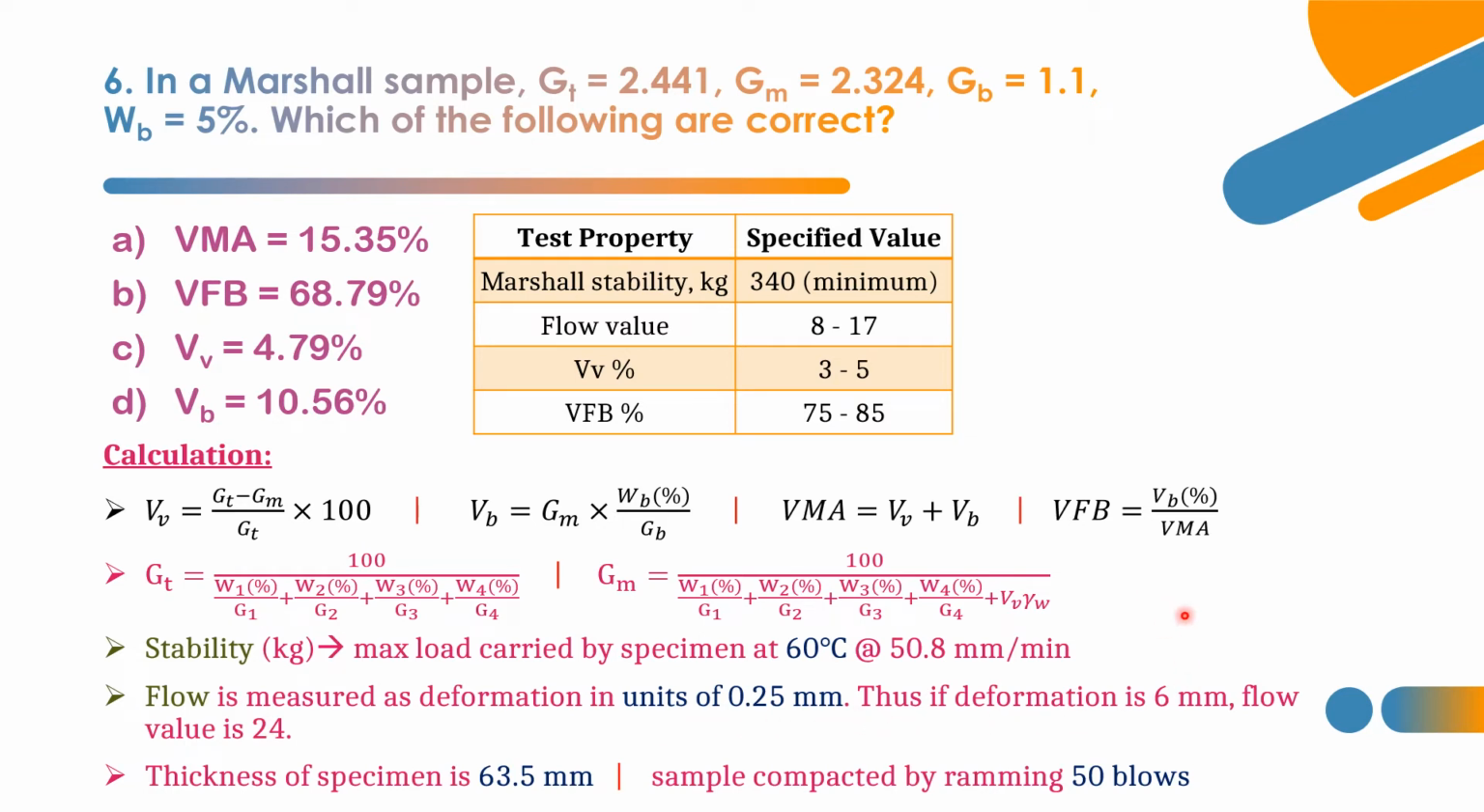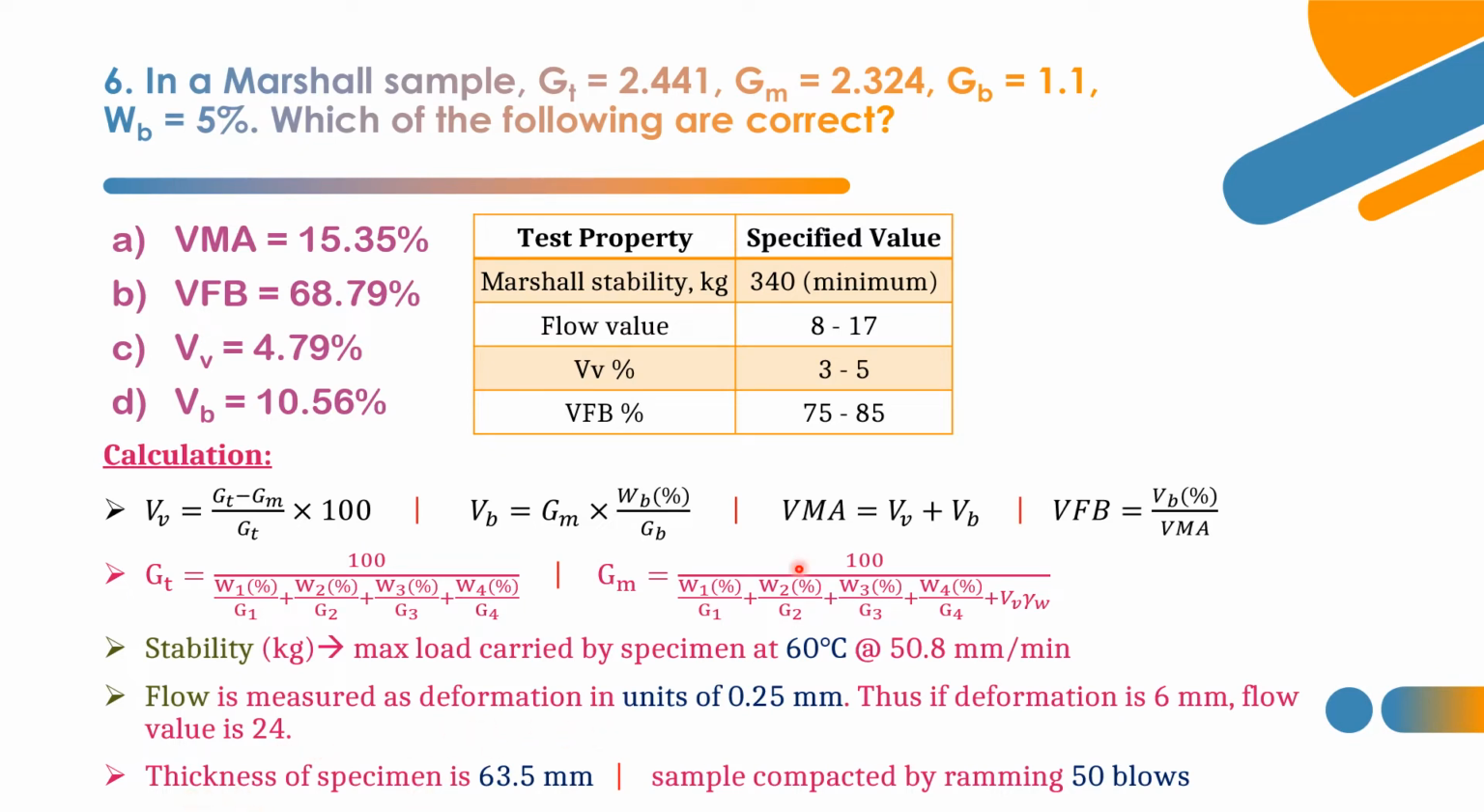That is, if deformation is x mm, flow value shall be like x by 0.25. So that is the basic idea behind it. That is why 6 by 0.25 is equal to 6 into 4, that is equal to 24. That is the basic idea.